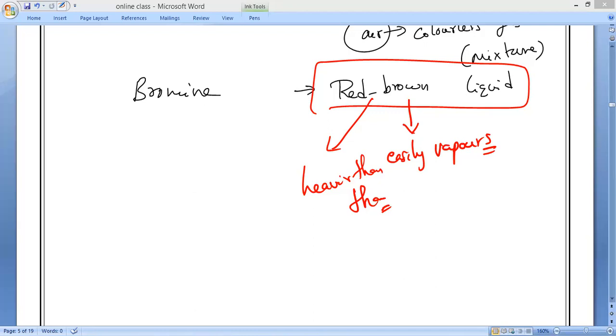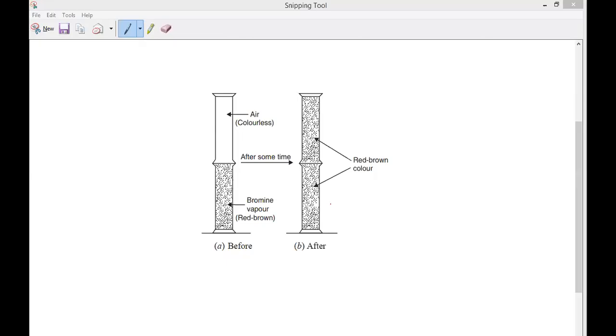So that is indicating what? Because the fumes formed by bromine can easily form vapors, so they can easily spread in the air. So the air and the bromine particles both will collide with each other. They will collide and they will mix with each other. You can see before, the empty cylinder is filled with what? Harish? It is filled with air. It is colorless. Now you can see bromine vapors. It is red brown color.